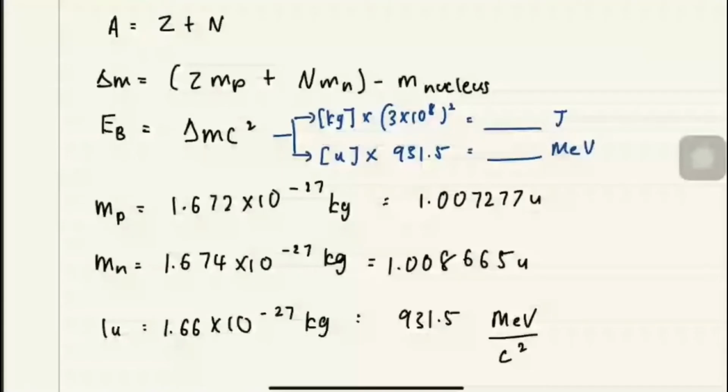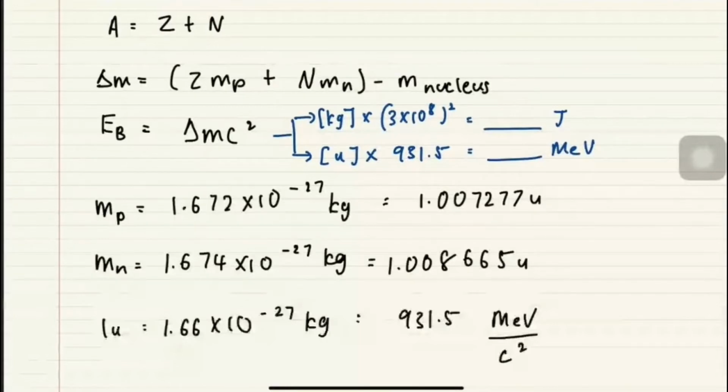And mega electron volt, you can actually convert to joule. Mega is basically 1 times 10 to the power of 6 electron volt. Just multiply with 1.6 times 10 to the power of negative 19.